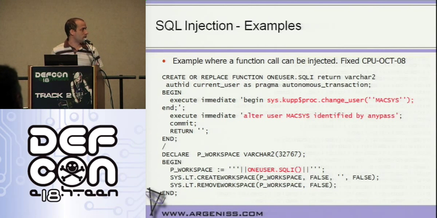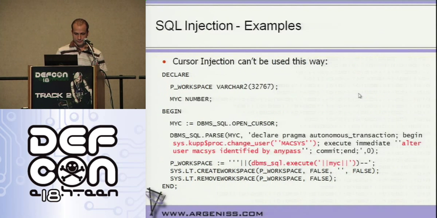This is another example. Here, this SQL injection vulnerability allows us to inject a function call. So I will need to create an auxiliary function that will contain all the statements that I want to execute as the SYS user. Here I use another of the ways to impersonate the Maxis user, and after impersonating it, changing its password. Well, Cursor injection can be used in this case.